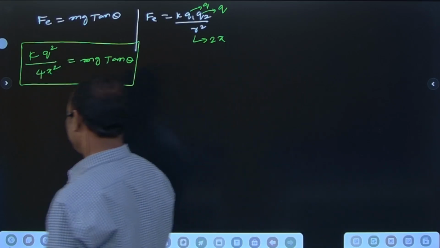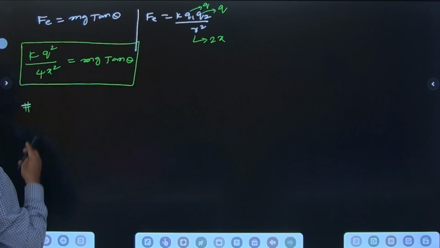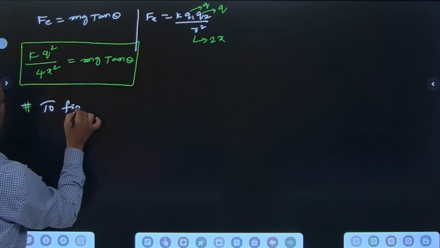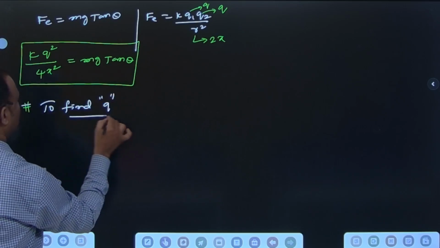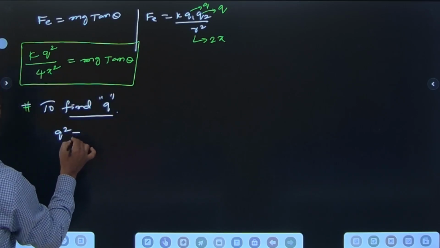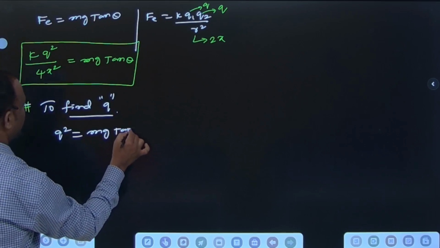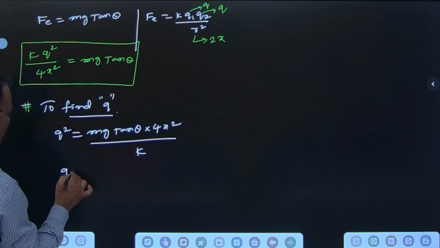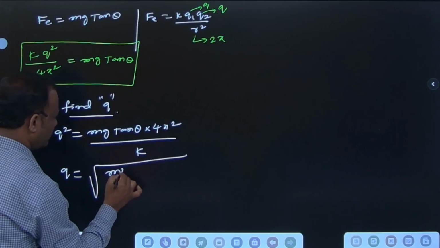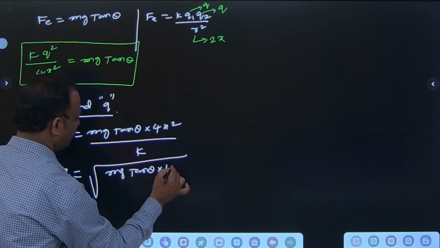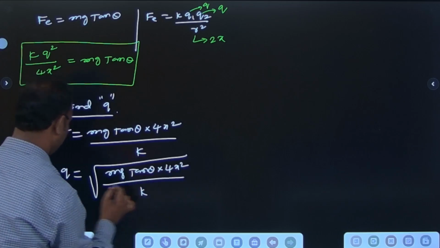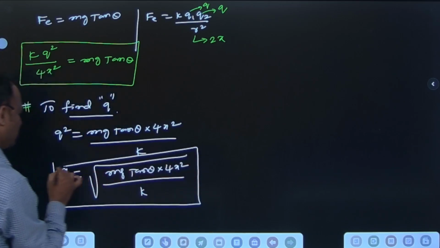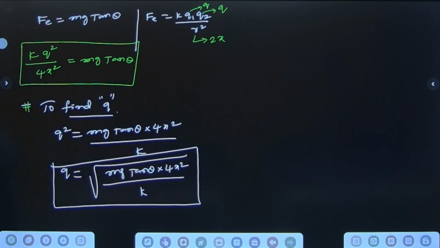He may also ask us to find q. To find q, q square is equal to mg tan theta into 4x square by k. Then q is equal to the square root of mg tan theta into 4x square by k. That is the relation.